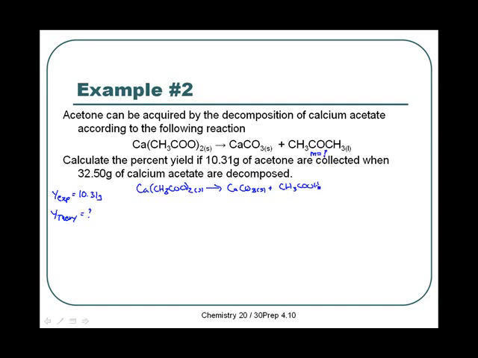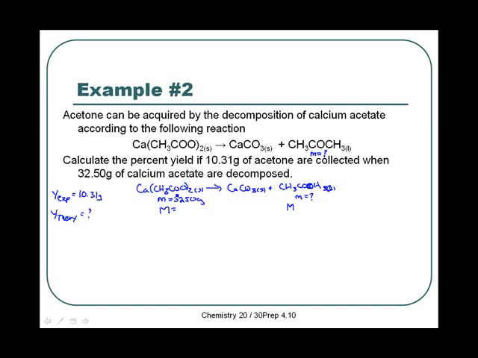And now I can start filling things in. CO, this should be a C, my bad, CH3, and it's a liquid. And so what we want to find is the mass of this. Since we're looking for the mass, we're going to need its molar mass. And we've been given the mass of calcium acetate as being 32.50 grams. So we're also going to need the molar mass of our calcium acetate.